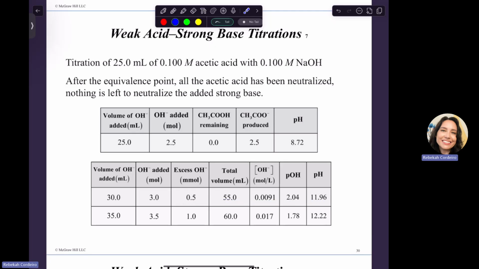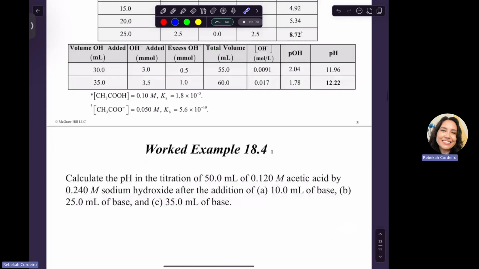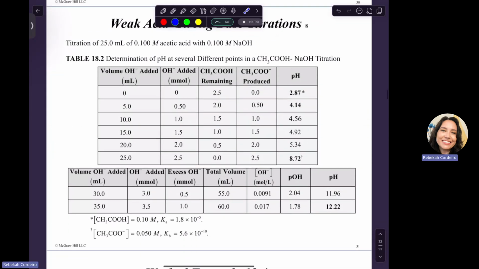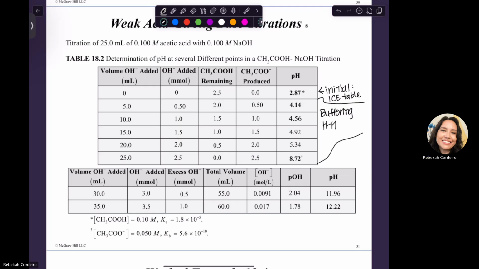So we're going to have different parts to what we're doing here. So if you're in the buffering region, so all this area, so this would be initial, you're going to use a normal ICE table. Then we have our buffering region. Use Henderson-Hasselbalch. Okay, then that goes only to this point.